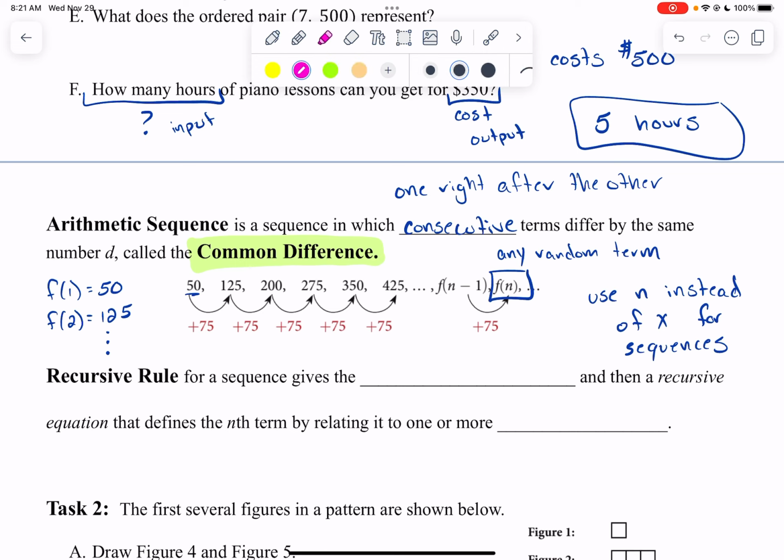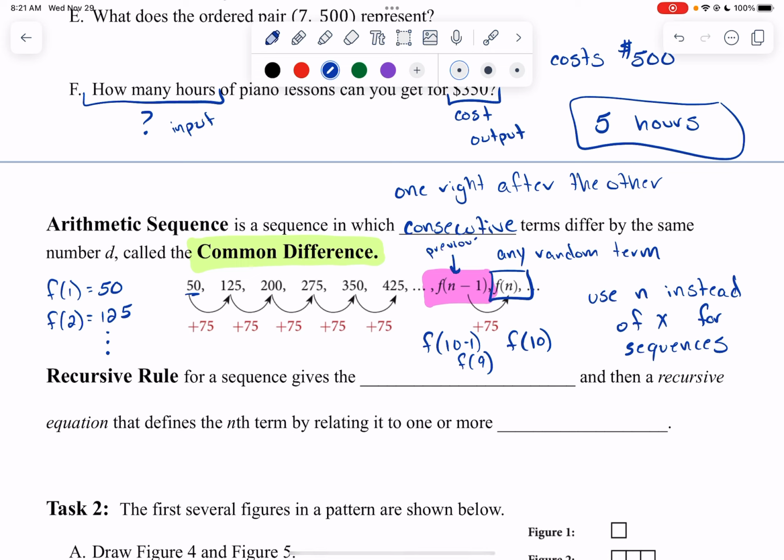The one thing you may not have seen before is this f of n minus 1. F of n minus 1 is taking, so let's say I was talking about the 10th term, f of n minus 1 would be 10 minus 1, which would be f of 9, which is the term directly in front of my 10th term. So f of n minus 1 is just a way of talking about a previous term.